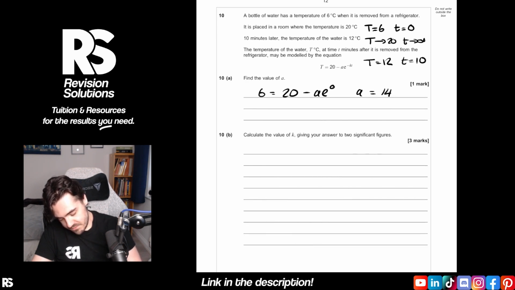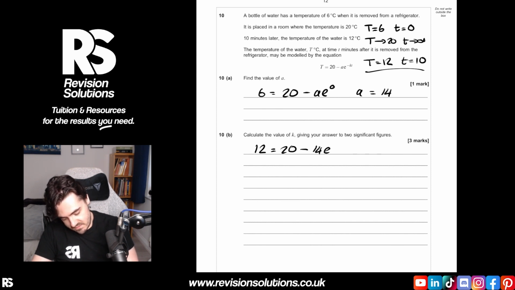Then it says calculate the value of k, giving your answer to two significant figures. Well, to find k, we're going to use the other piece of information, T equals 12 and t equals 10. So using that, we'd have 12 equals 20 minus our value for A, which is 14, e to the minus k times 10, so minus 10k. So that's an exponential equation to solve. So let's first just rearrange for our exponential. So 14 e to the minus 10k would equal 8. Then e to the minus 10k would be 8 on 14.